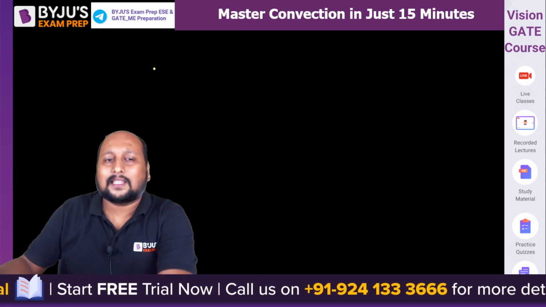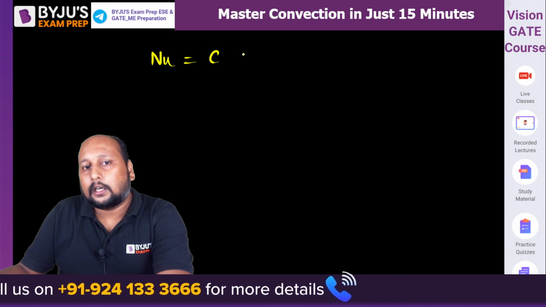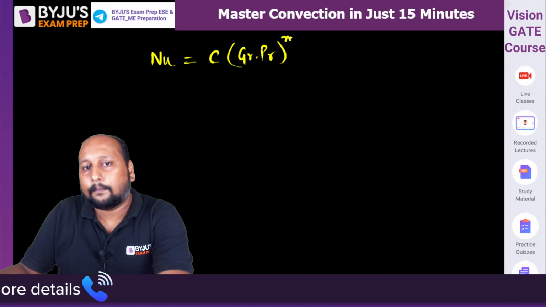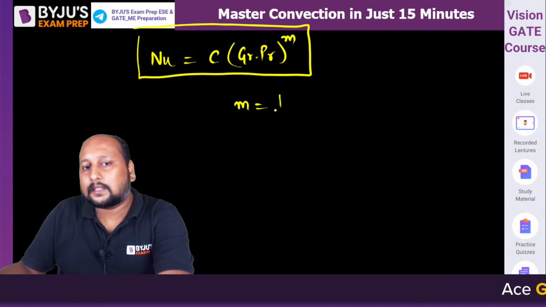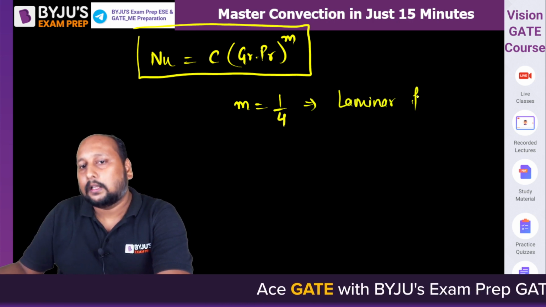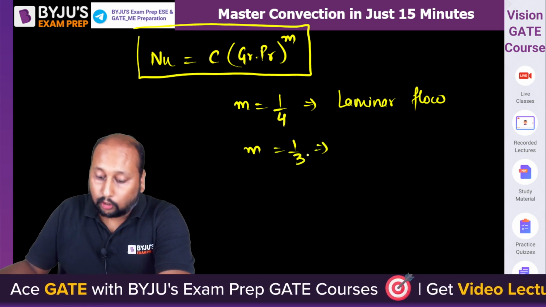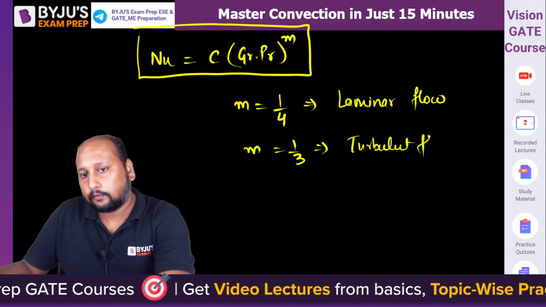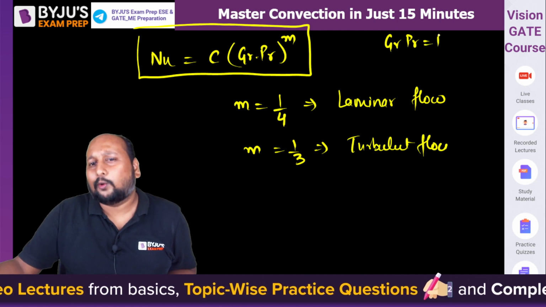For this, we have a simple formulation: the Nusselt number is equal to C times Grashof into Prandtl to the power m, where C is a constant. If m is equal to 1 by 4, we are talking about laminar flow. That means if the flow is laminar, we take m is equal to 1 by 4, and for 1 by 3, we are talking about turbulent flow, right? And we know that Grashof into Prandtl is equal to the Rayleigh number.